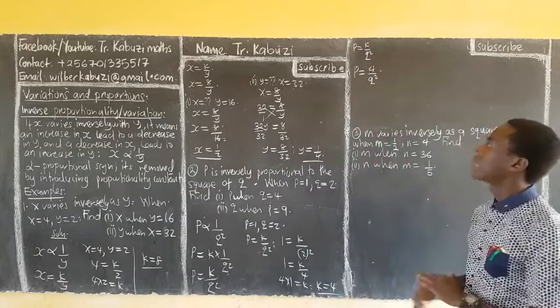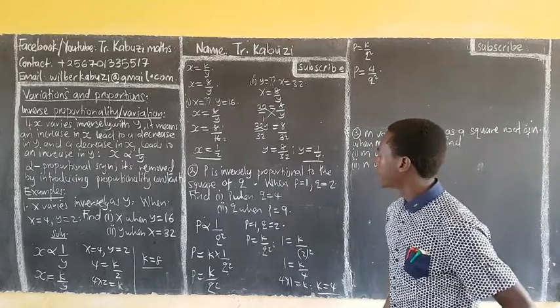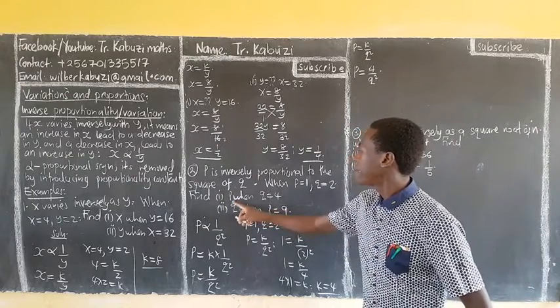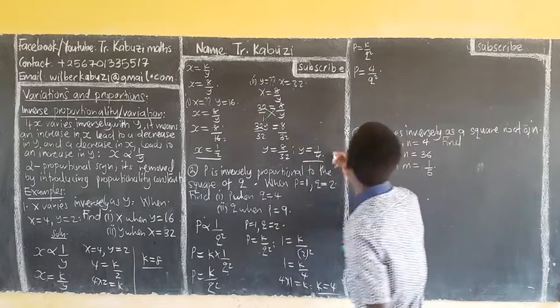So now you don't have any proportionality constant, and there you are good to go. So find P when Q is 4.